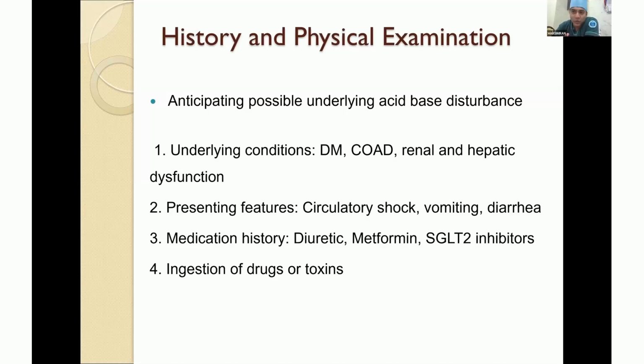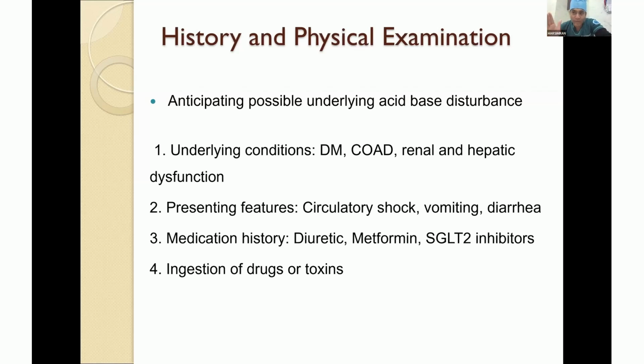For example, if I know my patient is a COAD or COPD patient, I know what to expect. I know the patient will be in respiratory acidosis. So the underlying disorder becomes very, very important in these cases. If a patient is diabetic and has been missing insulin, I will probably be thinking along the lines of diabetic ketoacidosis. So the underlying condition remains very, very important.